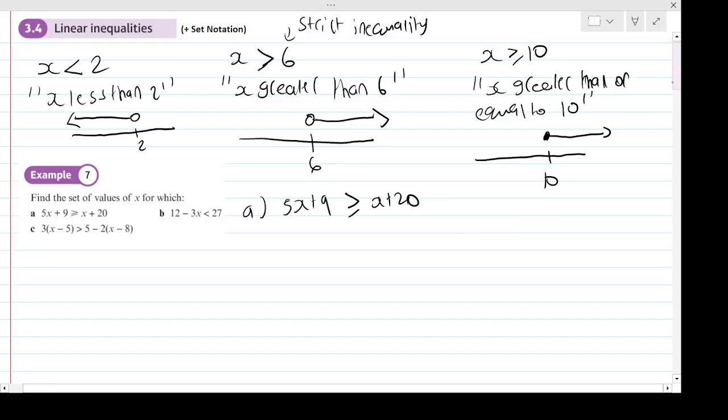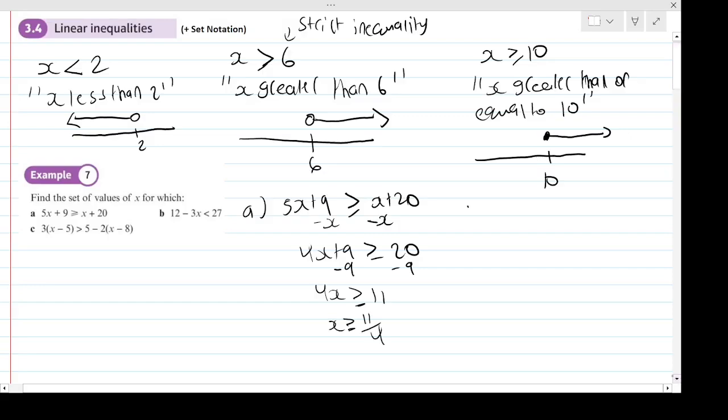Anyway, so we need to solve just to get x, right? So first of all, like with any equation, you want to get x on its own. So let's take away the x from both sides. So you're left with 5x minus x, which is 4x, plus 9 is greater than or equal to 20. Then we want to get rid of this 9, so minus 9 from both sides. Then we get 4x is greater than or equal to 11. Cool. But then x, if you divide by 4, is simply greater than or equal to 11 over 4. Okay, cool. That's part A.